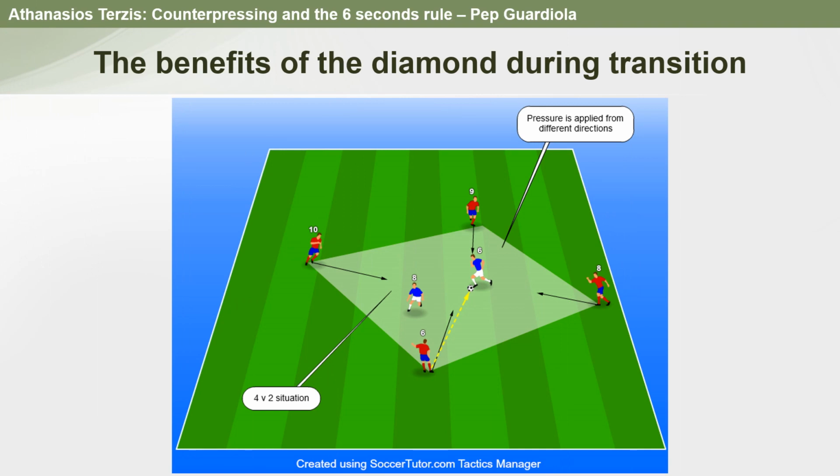As soon as possession is lost, Barcelona players can take advantage of the 4-against-2 situation by applying pressure from different directions to the opponent who wins the ball. In this way, the quick regaining of possession can be achieved.